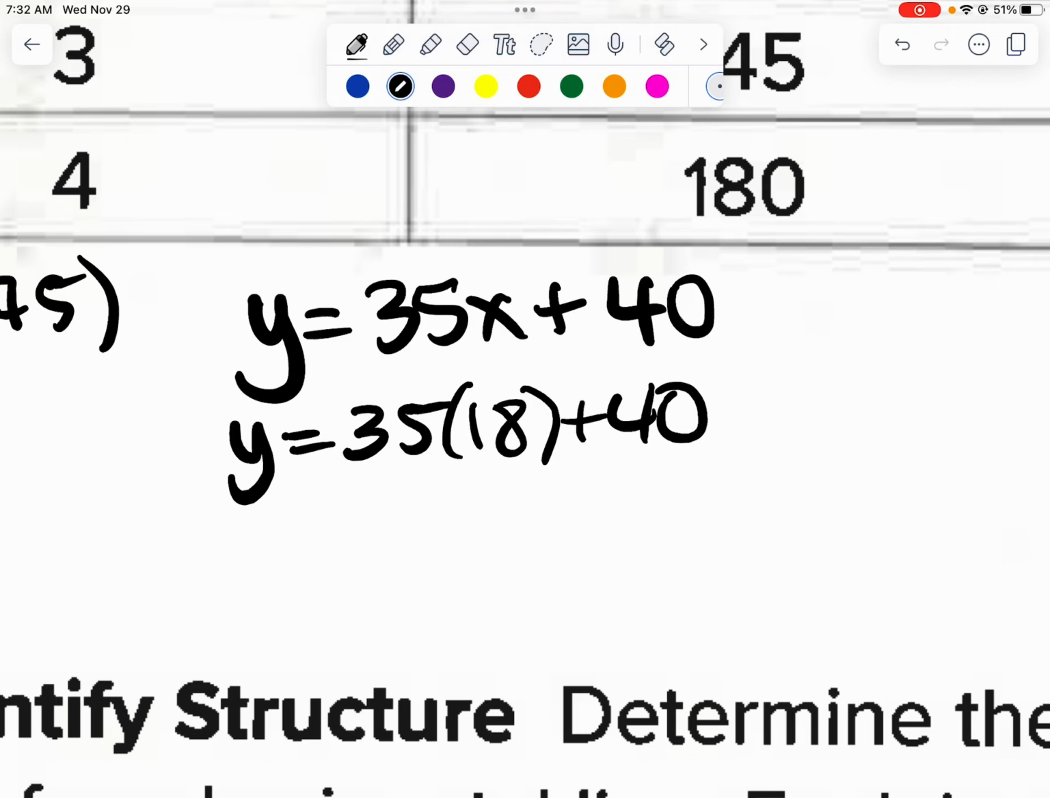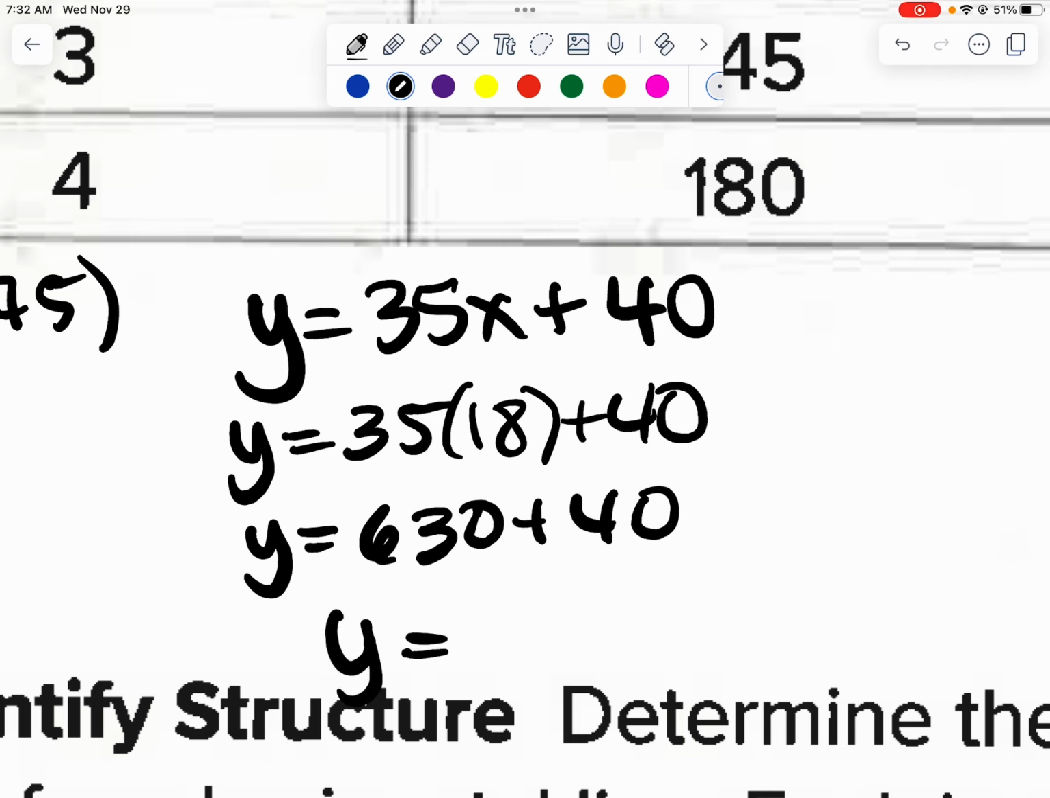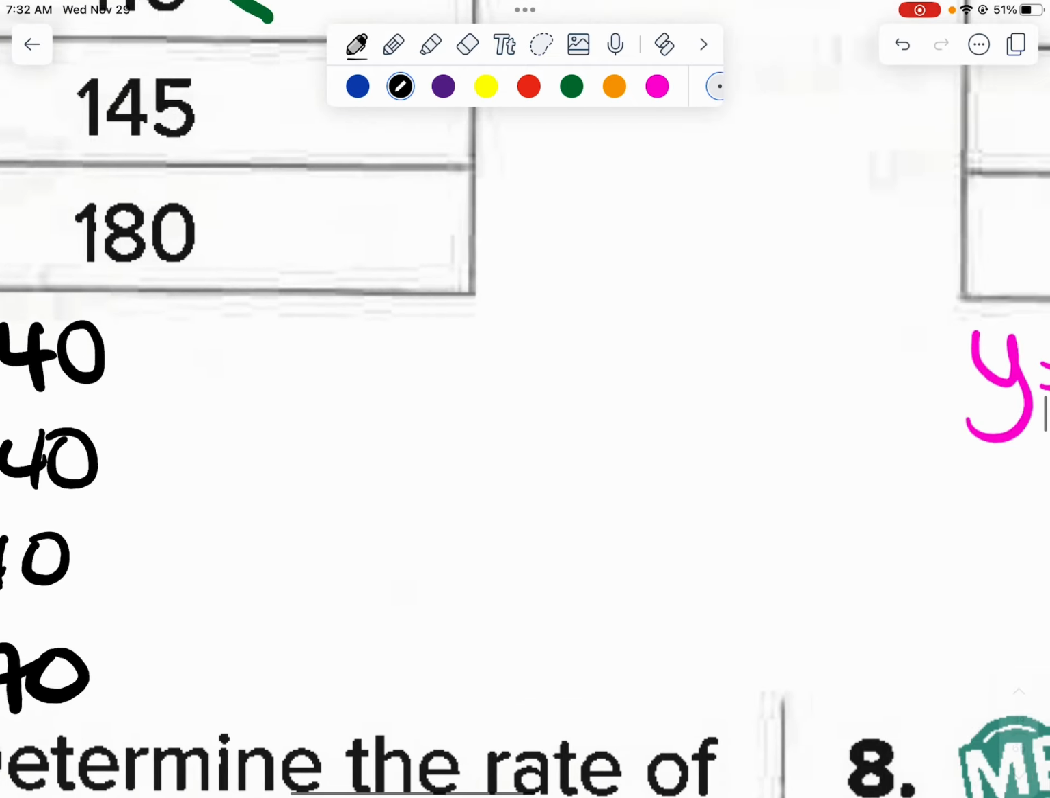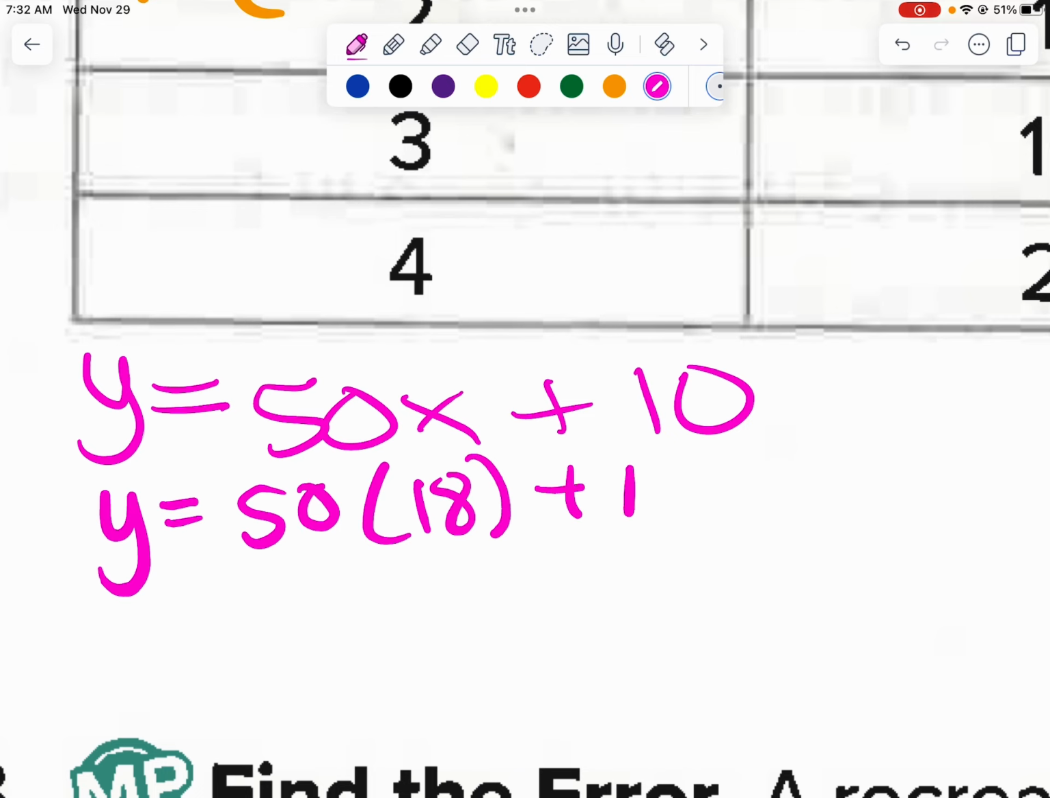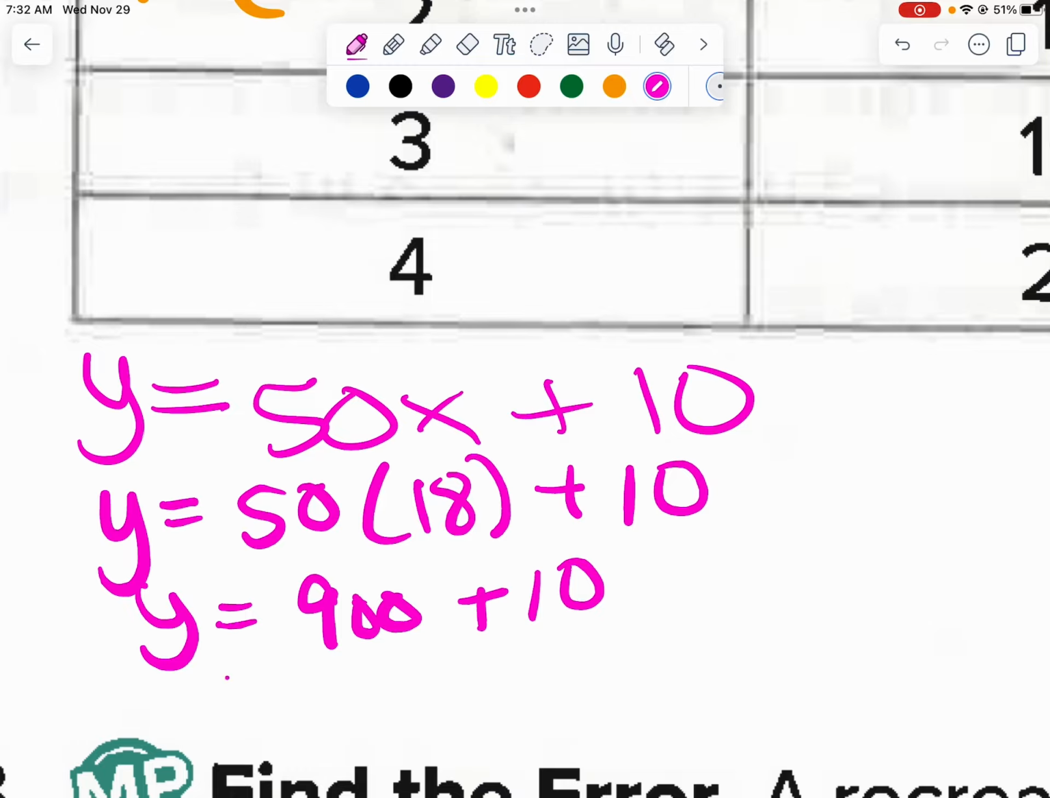And when I replace, so I get 35 times 18, 630, plus 40. So this one is going to be $670. Then I'm going to come over to this one and I'm going to replace the X here with 18. 50 times 18, oops, that's 19. That's 900 plus 10. That will get me 910.